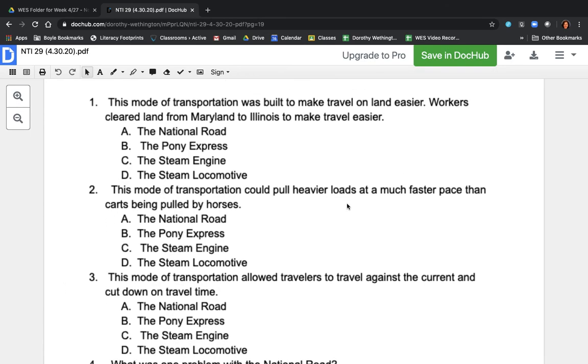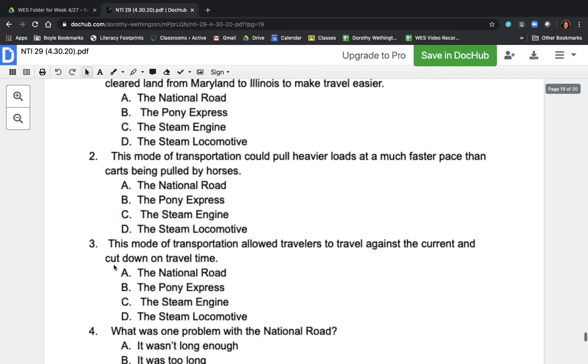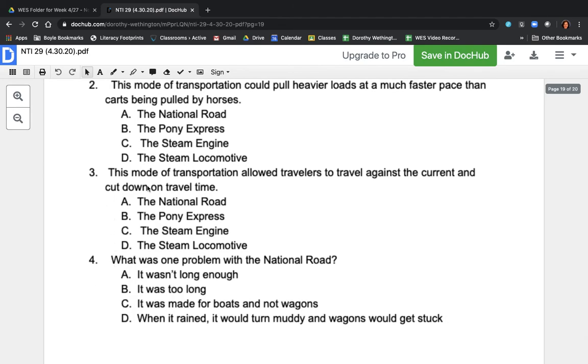Question 2. This mode of transportation could pull heavier loads at a much faster pace than carts being pulled by horses. A. The National Road? B. The Pony Express? C. The steam engine? Or D. The steam locomotive? Question 3. This mode of transportation allowed travelers to travel against the current and cut down on travel time. A. The National Road? B. The Pony Express? C. The steam engine? Or D. The steam locomotive?